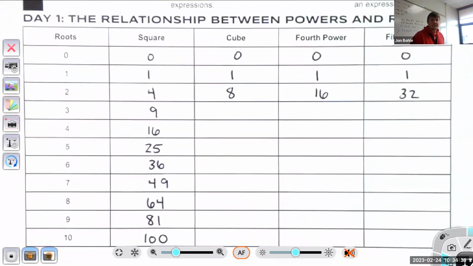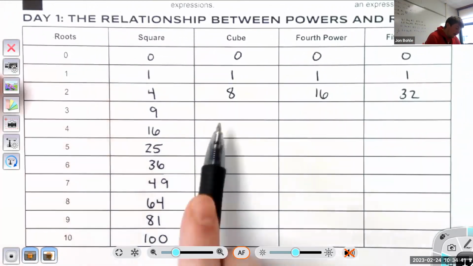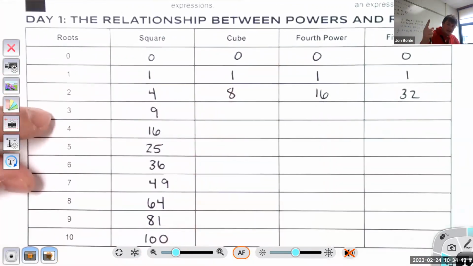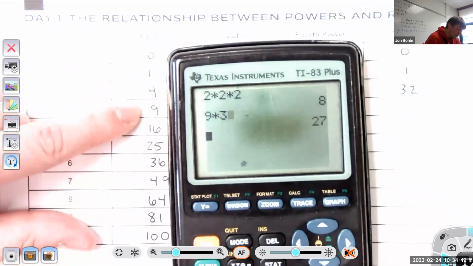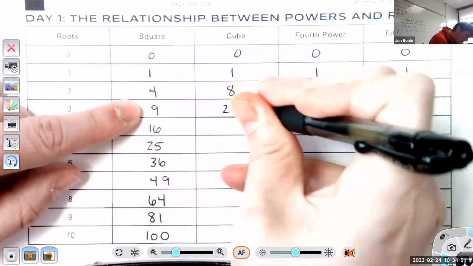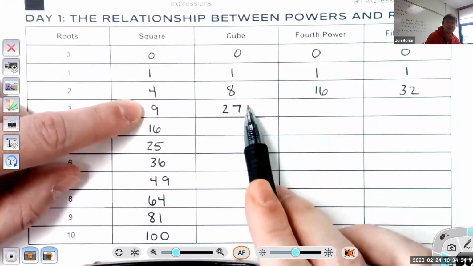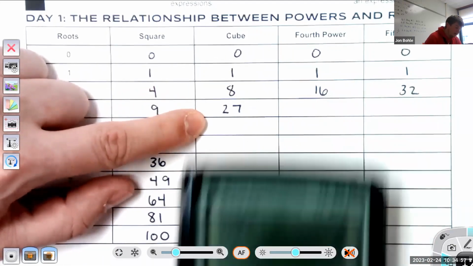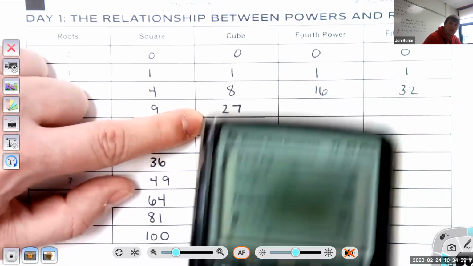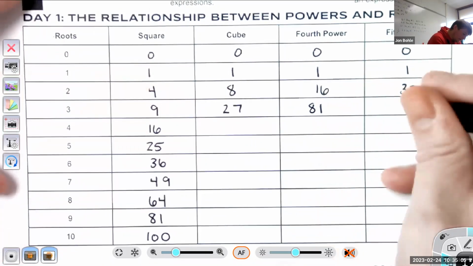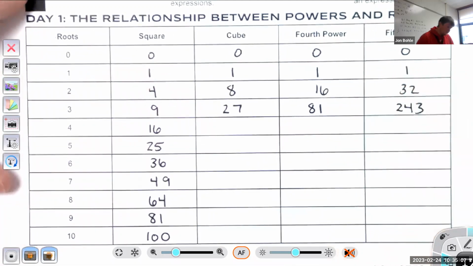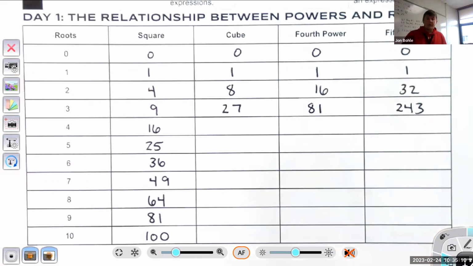Okay, cubes, though, to find the cube, you just go 3 times 3 times 3. But really, that means you can just take the square of 9 and times it by 3 and get 27. But then if I want to find the fourth power, I just take the cube of 3 and then multiply that by 3. Get 81. And then I can multiply that by 3 and get 243. All right. So do we think we know how to fill the rest of this out? All right. Go ahead and start working on that.